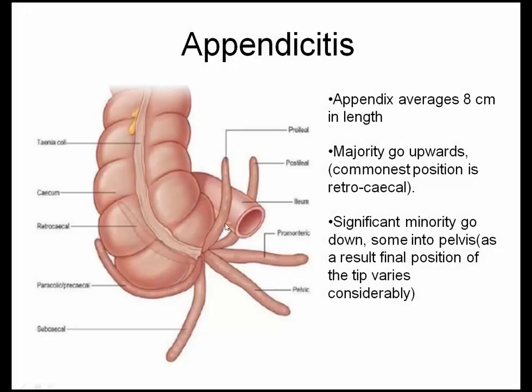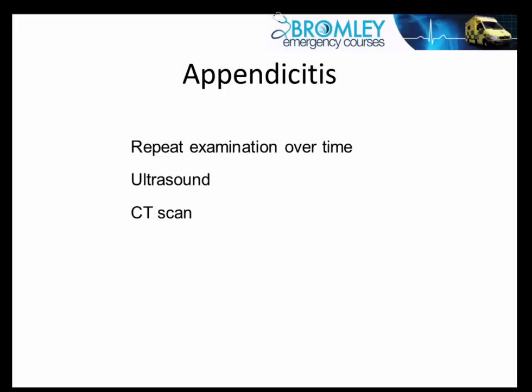You can see we've got the end of the terminal ileum coming into the cecum here, and the ascending colon with its taenia coli running up the side. Okay, and the appendix here, arising from the end of the cecum, goes in various directions. Mostly it curves upward. High sensitivity and specificity.